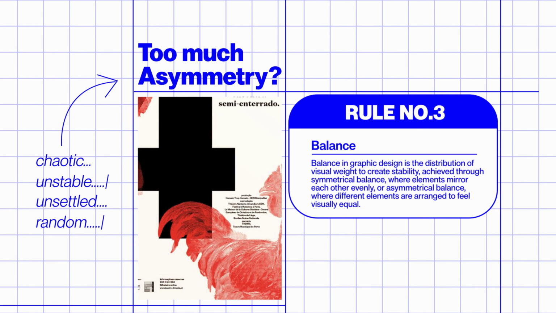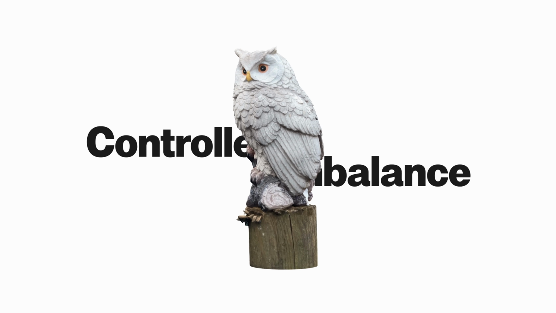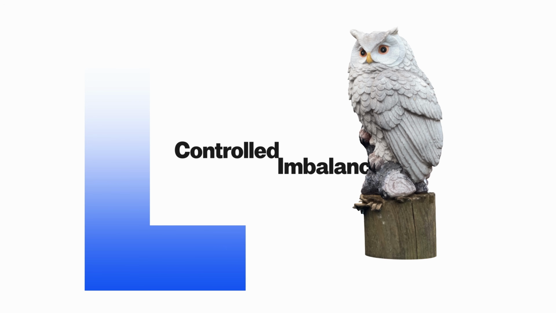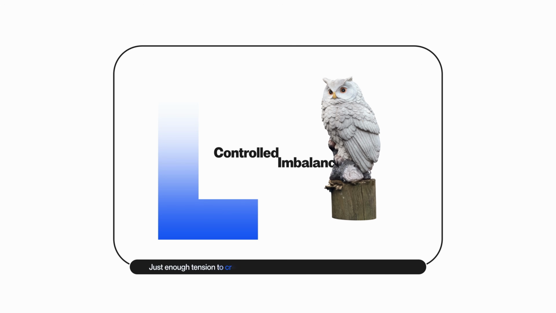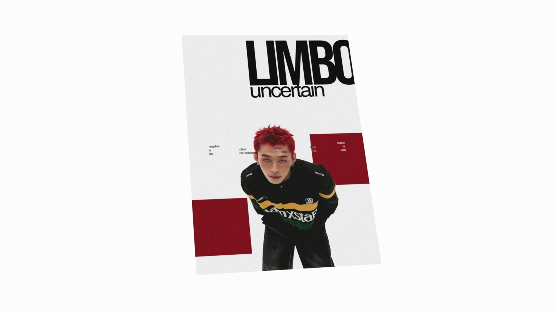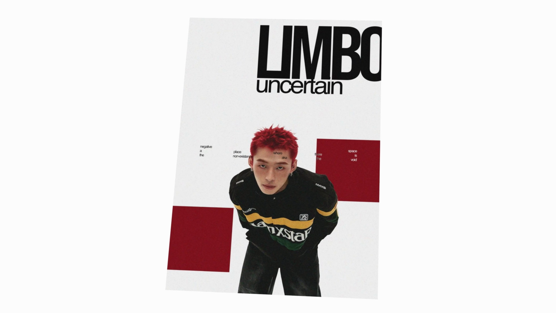The sweet spot is controlled imbalance. A slight shift in alignment, a heavier element on one side, balanced by isolation or contrast on the other side. Just enough tension to create energy, but not so much that the composition collapses. That subtle friction is what gives a design movement and personality. And once you understand that, you stop aiming for perfection, and then you start designing with intention around the brief itself.